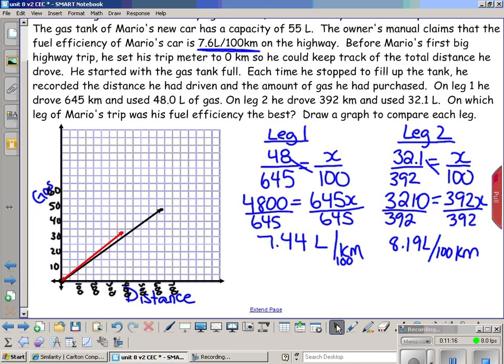From our graph, you could see that the first leg of the trip, this was the first leg, this was the second leg. First leg of the trip had a less steep line, which means he used less gas for his distance, so he had the better fuel efficiency. And that was shown here mathematically.